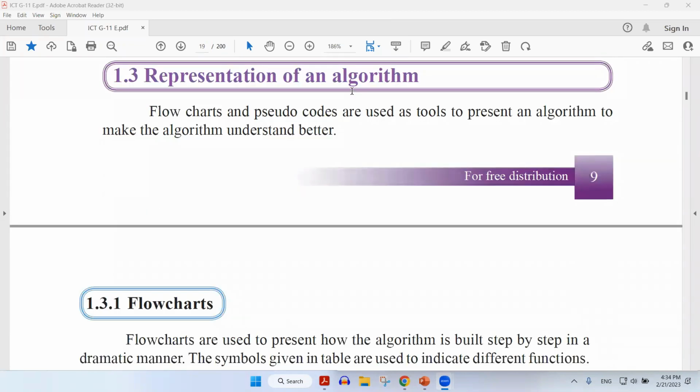Okay, now we come to the point where we are going to represent or illustrate the algorithms. So like I said, there are many ways that we can illustrate an algorithm. These are the two famous ways that we are talking about, which are the flowcharts and the pseudocodes. So flowchart is considered to be the graphical representation, and the pseudocodes are considered to be the textual representation, right?